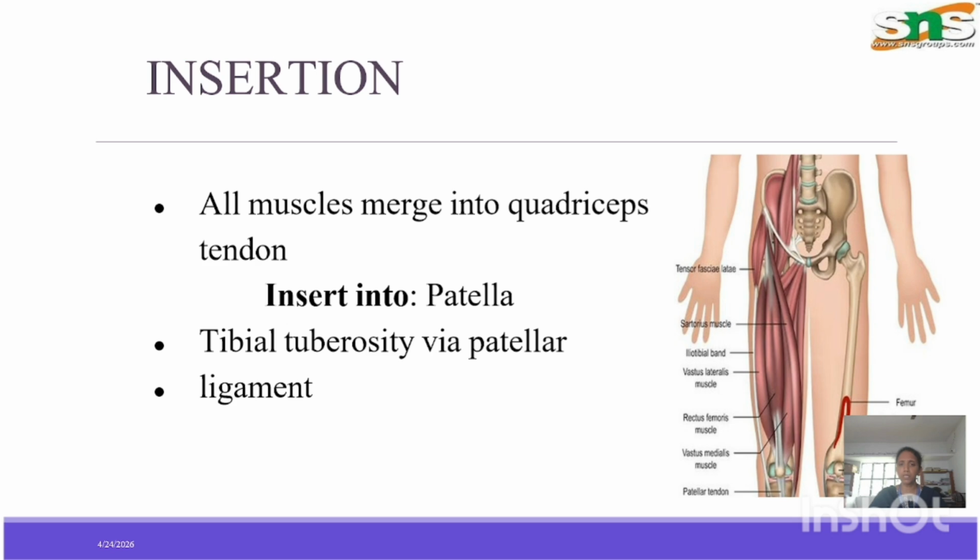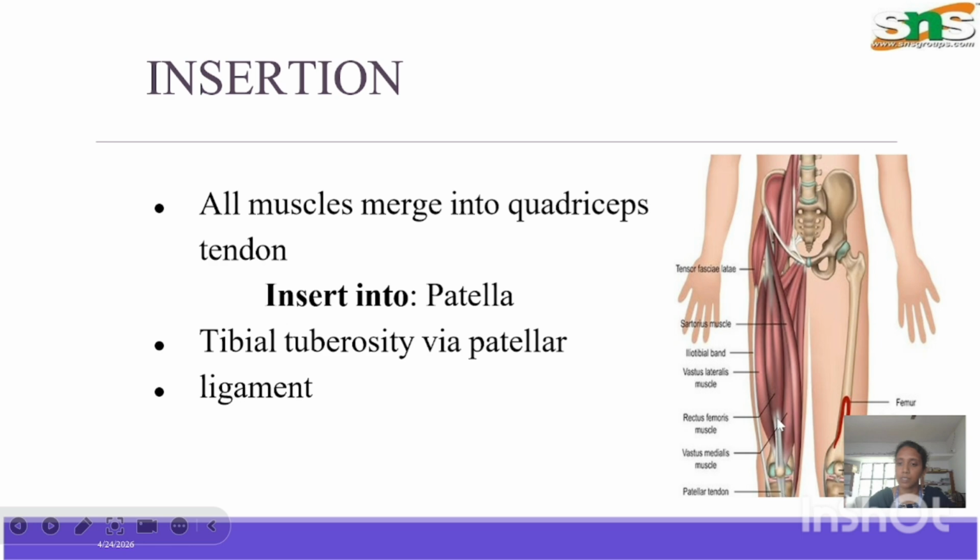All the muscles merge into the quadriceps tendon. So all four muscles you can see here are merging into a single tendon, the quadriceps tendon, which is a strong tendon, coming and attaching into a common point called the patella, and then to the tibial tuberosity via the patellar ligament.